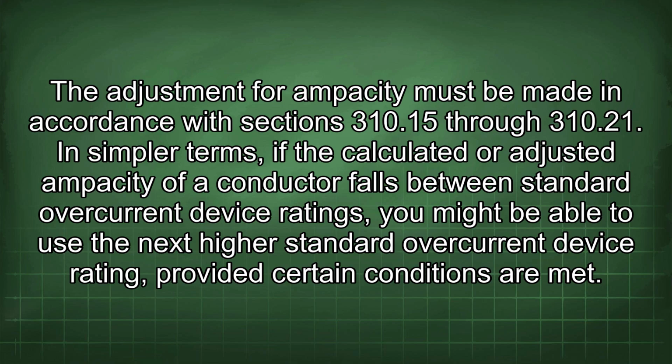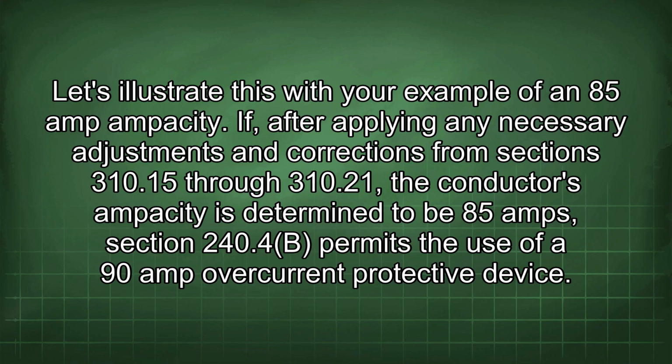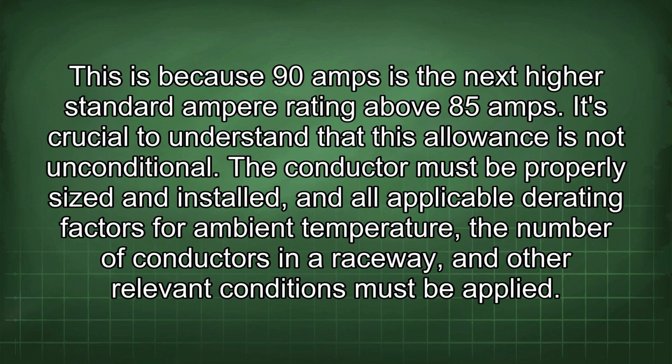In simpler terms, if the calculated or adjusted ampacity of a conductor falls between standard overcurrent device ratings, you might be able to use the next higher standard overcurrent device rating, provided certain conditions are met. Let's illustrate this with your example of an 85 amp ampacity. If, after applying any necessary adjustments and corrections from sections 310.15 through 310.21, the conductor's ampacity is determined to be 85 amps, section 240.4(B) permits the use of a 90 amp overcurrent protective device. This is because 90 amps is the next higher standard ampere rating above 85 amps.